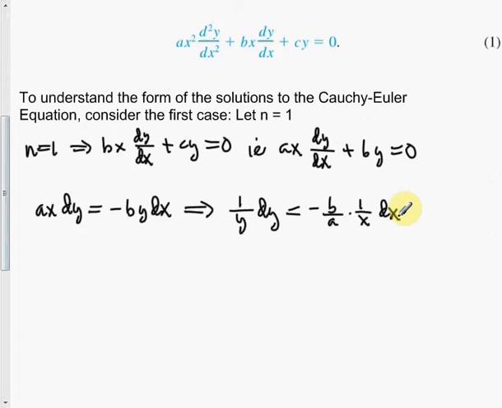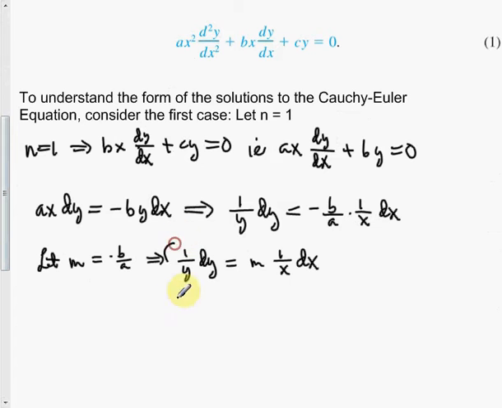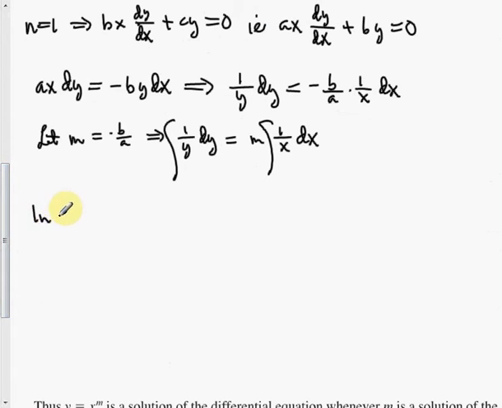That negative b over a, if you will, let's just write it as something else. Let m represent negative b over a. So this implies that we have 1 over y dy is equal to m times 1 over x dx. The variables are separable, so we integrate. And so that gives us the natural log of the absolute value of y is equal to m times the natural log of the absolute value of x plus some constant, let's call it c sub 1.